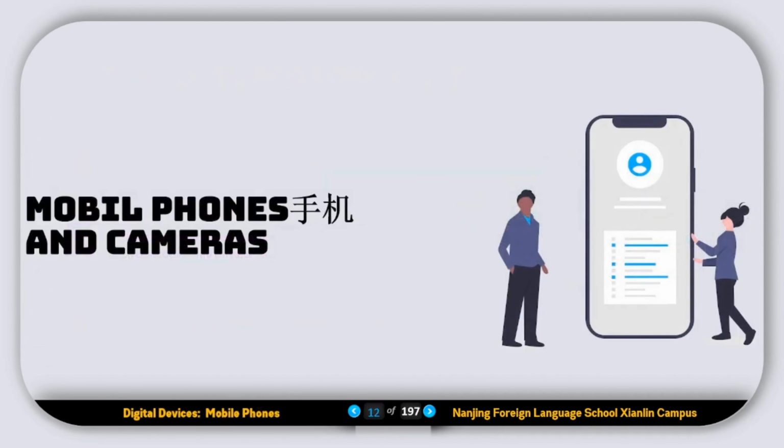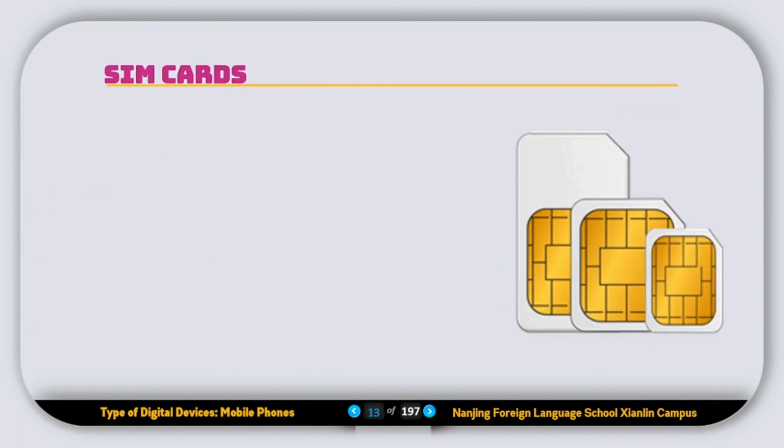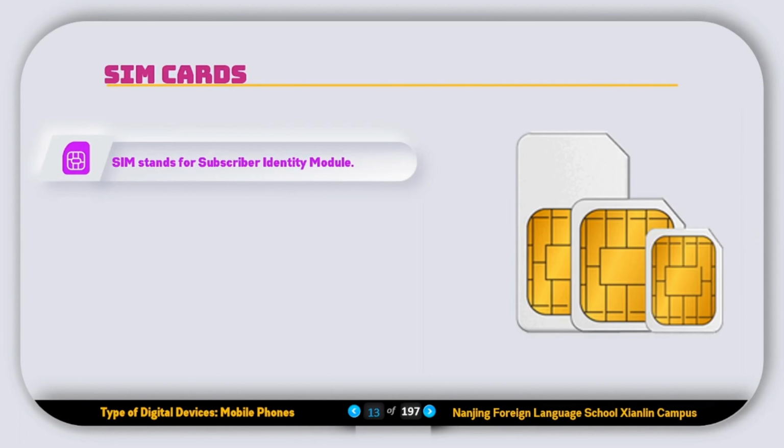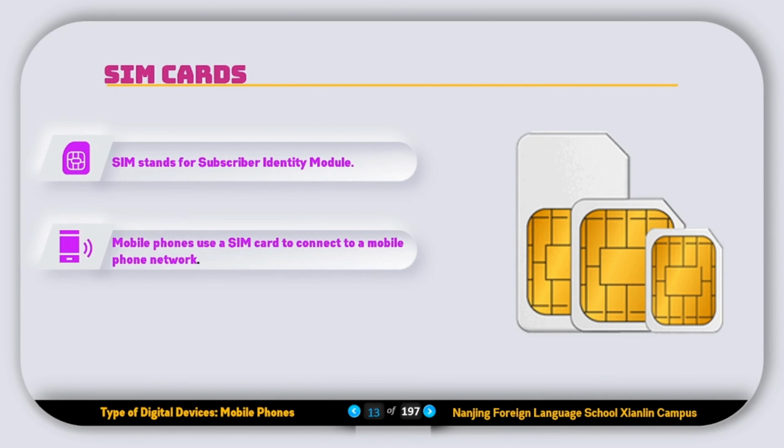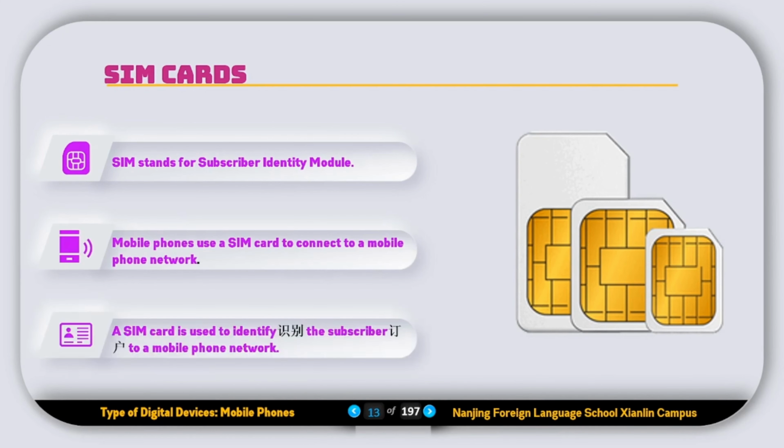Now let's talk about mobile phones. First of all, let's talk about SIM cards. What is a SIM card? SIM stands for Subscriber Identity Module. Mobile phones use a SIM card to connect to a mobile network, and a SIM card is used to identify the subscriber to a mobile phone network.